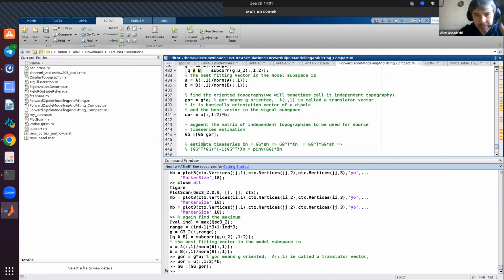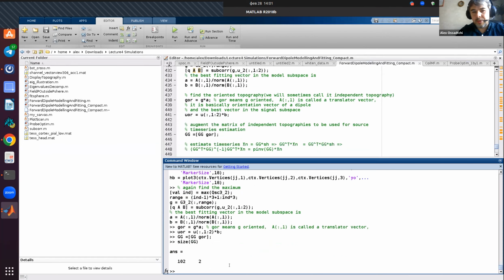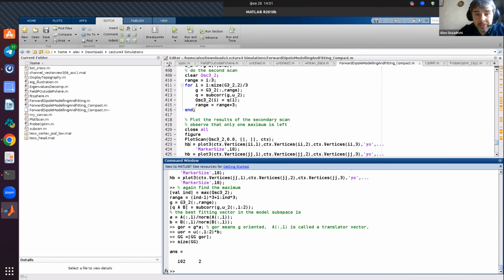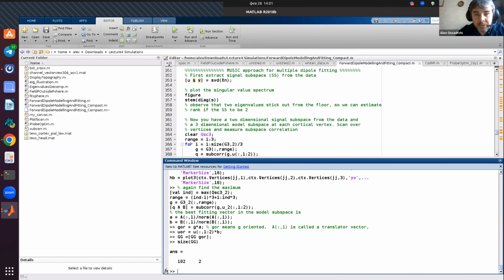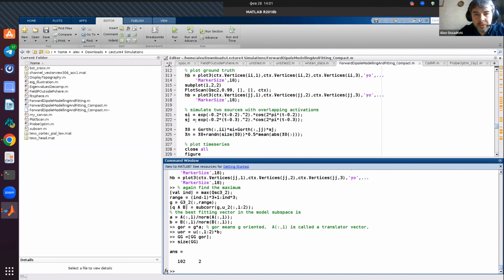Now, see, matrix GG now, GG is 102 by 2. It has 2 topographies of 2 sources that you have found. Okay, and this matrix, you expect that this matrix is equal to, where is this? To this G ort II and G ort JJ columns. Okay. So you are expecting it.